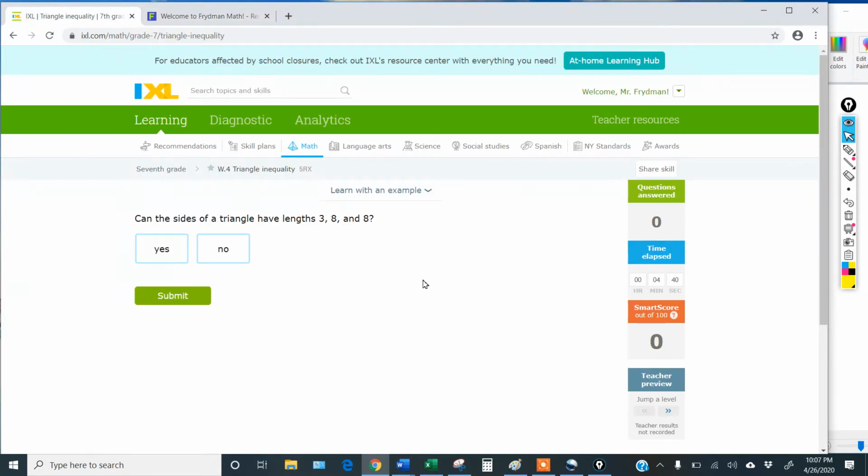So going back to this IXL exercise, can the sides of a triangle have lengths 3, 8, and 8? Basically the strategy here is we're going to take the two shorter sides. In this case, two of the sides are the same length, so we'll just say that 3 and 8 are the shorter sides, and we'll say that this other 8 is the longest side, even though it's the same as the other one. So the strategy is we take the two shorter sides and we add them together. I'm going to use a different color.